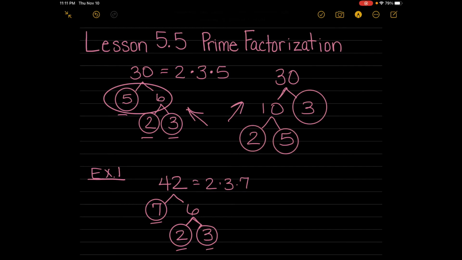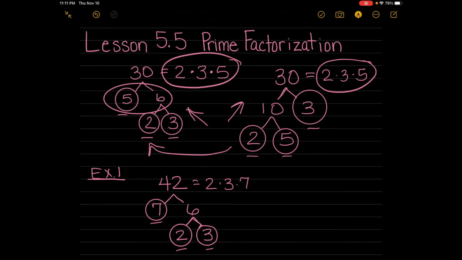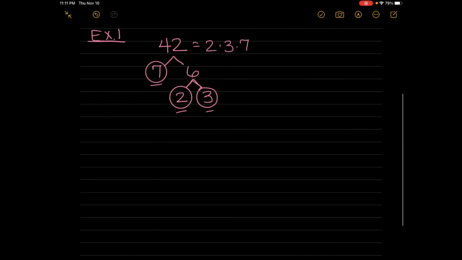So now look at what I got here. I have 2, 5, and 3. Well, that's the same thing as over here, only they're just not in the same order. But when I put them up here, I'm going to put them in order from least to greatest. So I have 2 times 3 times 5. So that and this one are the same numbers, so it does not matter what order you do them in.